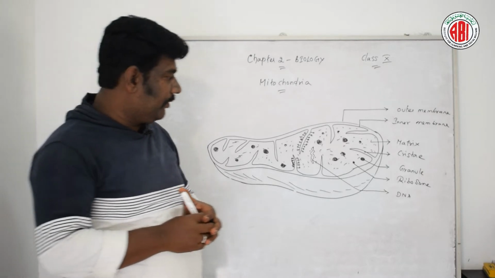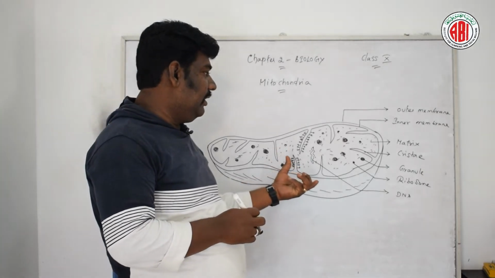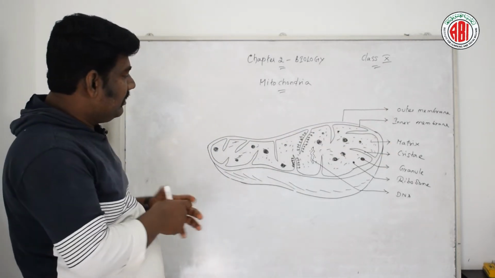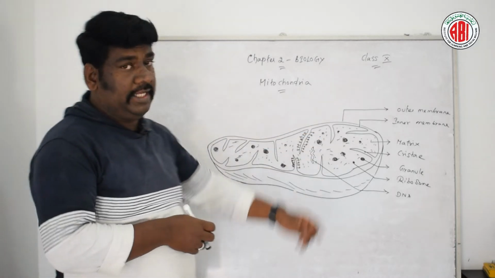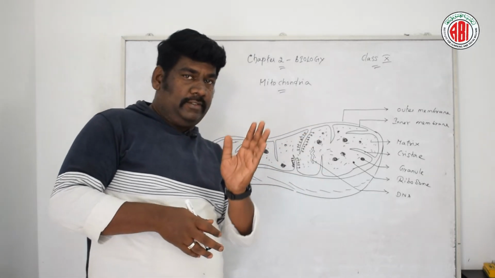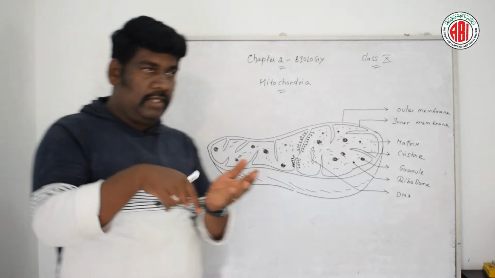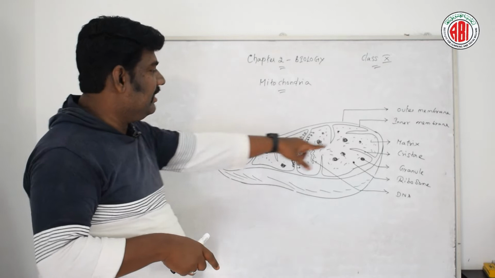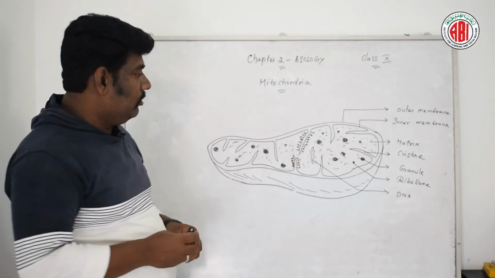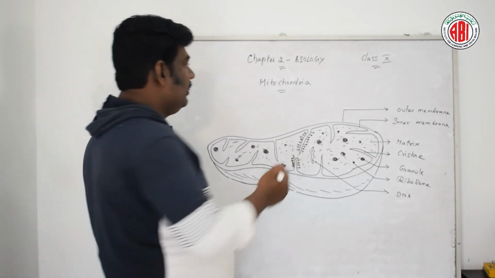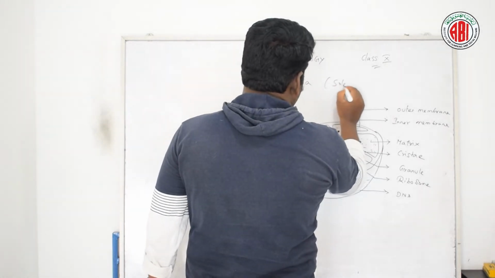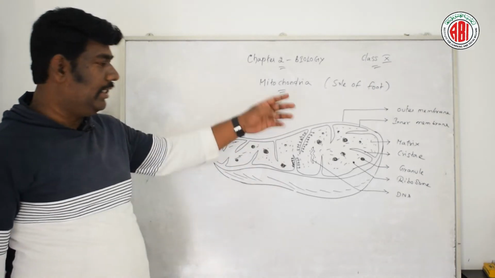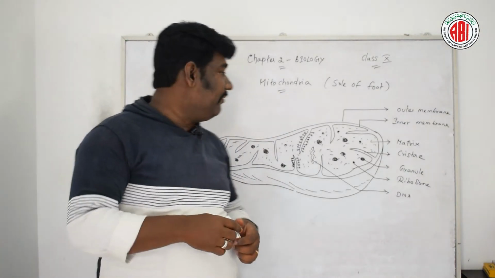Suppose you look at this structure, leaving off all this labeling, just look into this structure. The structure looks like the sole of the foot, the base of the shoe or the slipper, such a design it is looking like. So the mitochondria is also called the sole of the foot. That is one of the additional names for mitochondria.